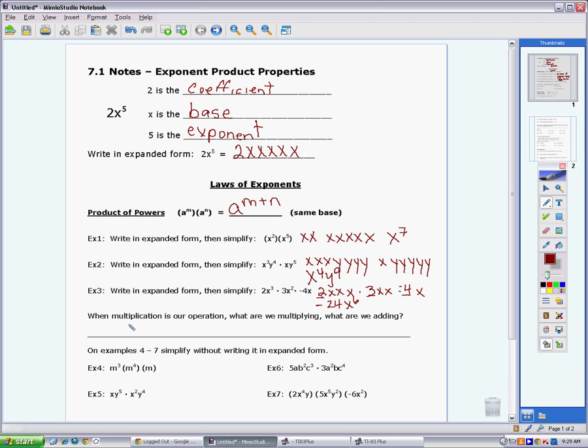So when multiplication is our operation, what are we multiplying? What are we adding? We are multiplying the bases. And we are adding the exponents.